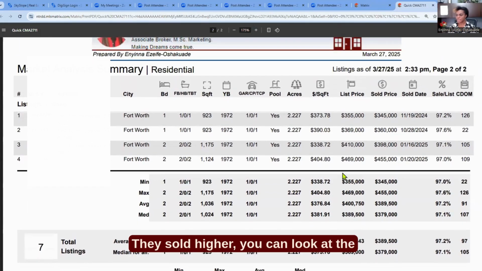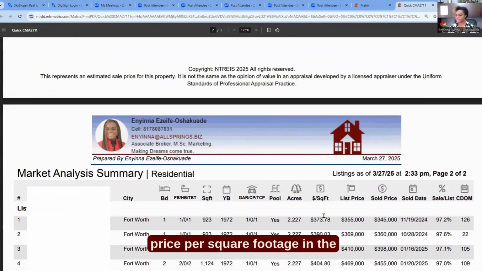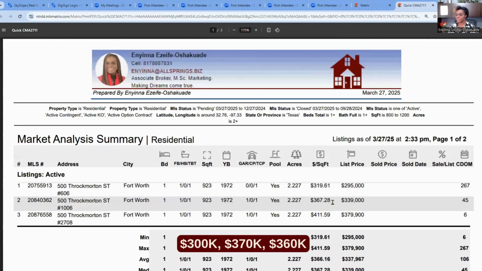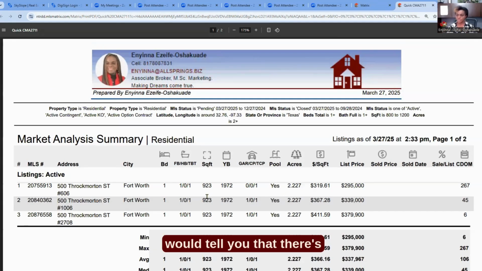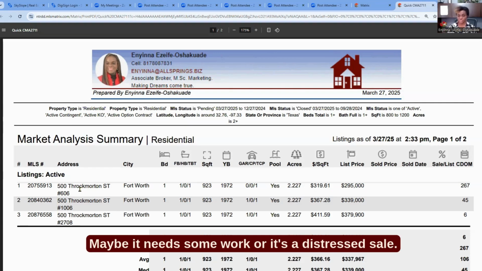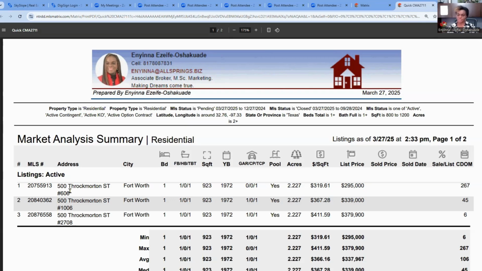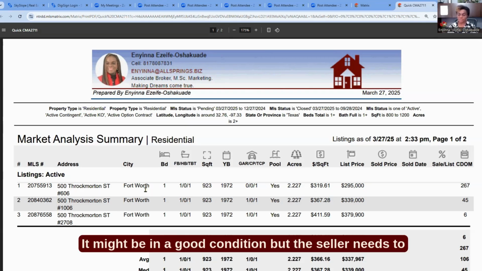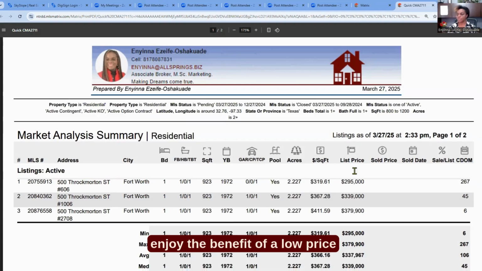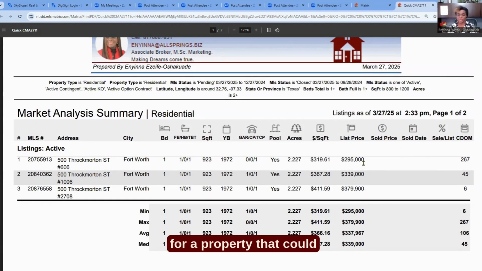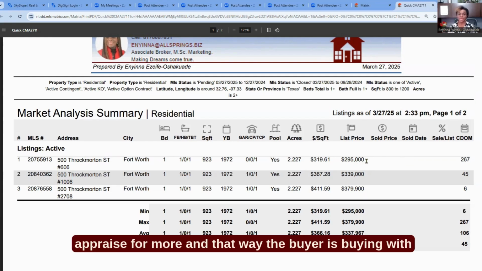They've all sold higher. You can look at the square footage, price per square footage in the 300s, 370s, 360s, 411, and this one is selling for 319. So this automatically would tell you that there's something going on with the property. Maybe it needs some work. Maybe it's a distressed sale, one thing or the other. So it might be just it's in good condition, but the seller needs to move quickly, and that the buyer gets to enjoy the benefit of a low price for a property that could sell for more, would probably appraise for more, and that way the buyer is buying with equity.